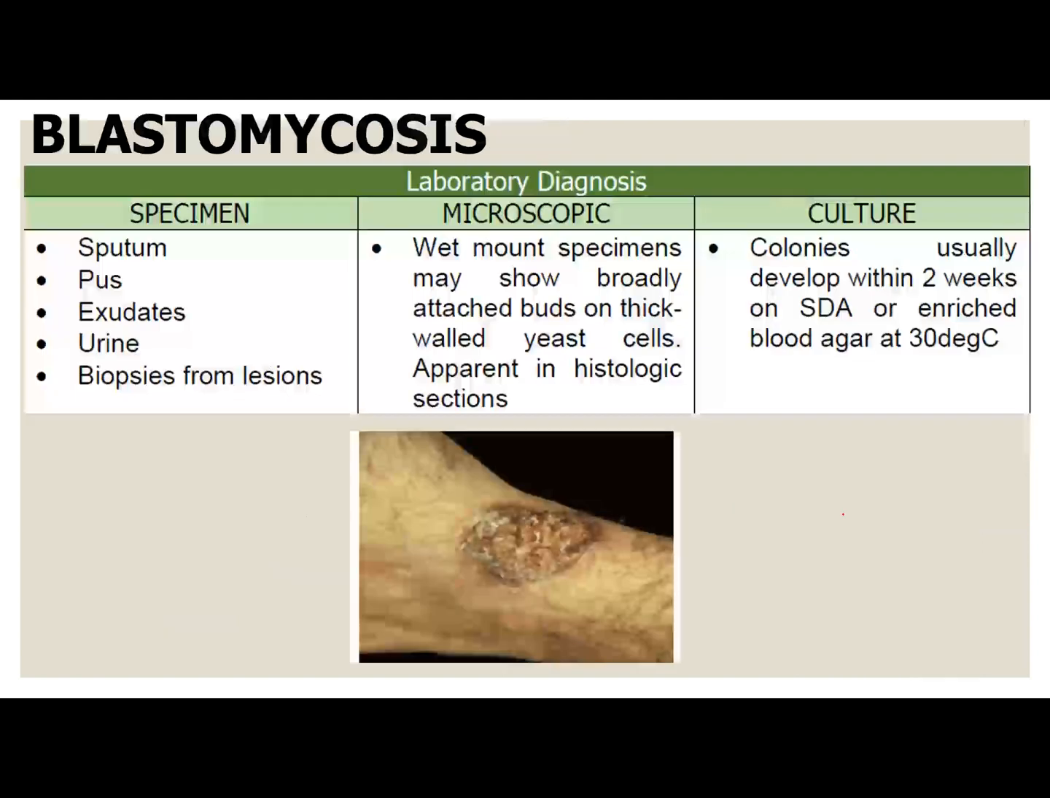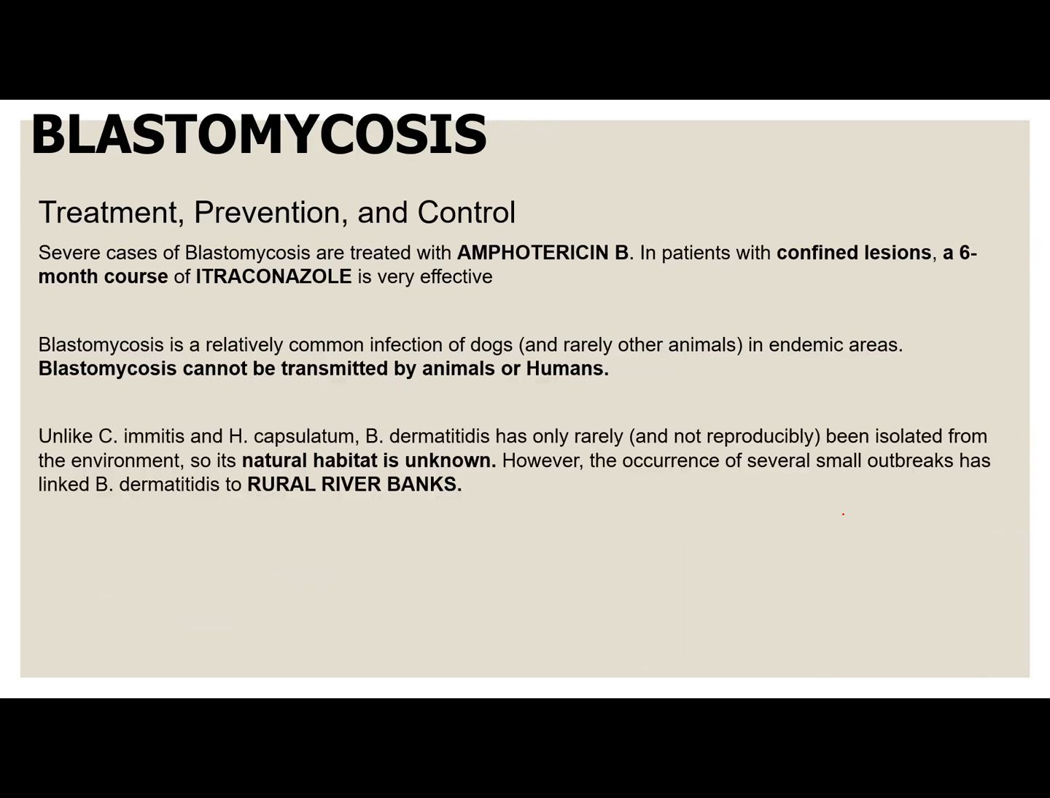Now, what is the lab diagnosis, class? So, specimens would include sputum, pus, exudates, urine, and biopsies from lesions. For microscopic exam, wet mount specimens may show broadly attached buds on thick-walled yeast cells. This is apparent in histologic sections. Culture, usually colonies would develop within 2 weeks on SDA or enriched blood agar at 30 degrees centigrade.